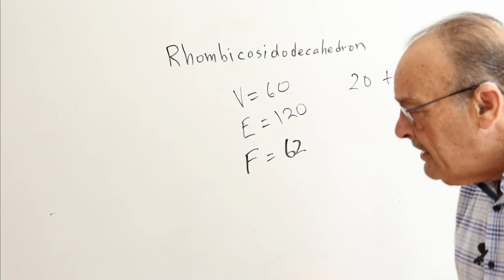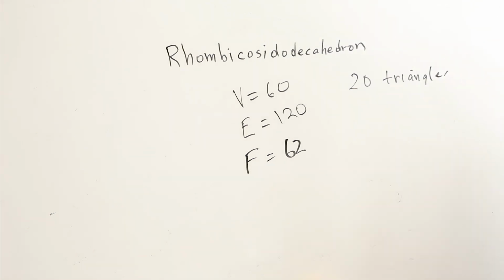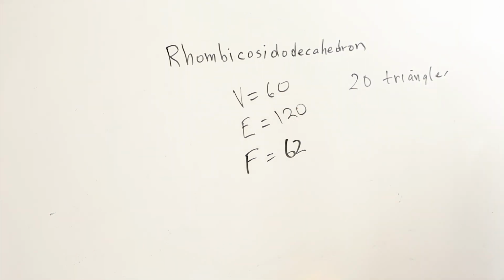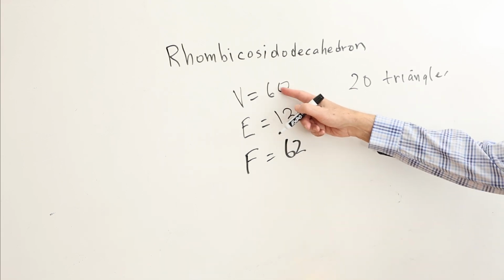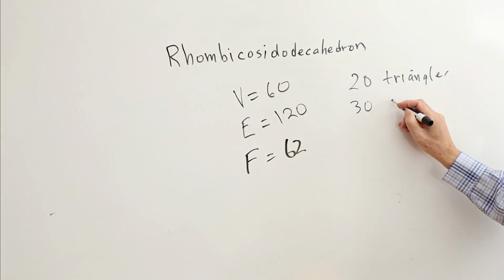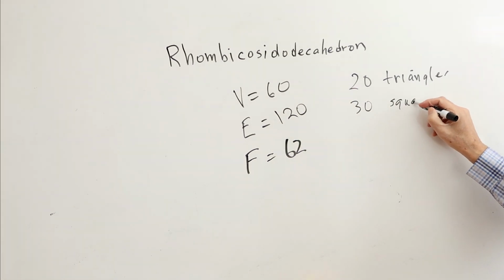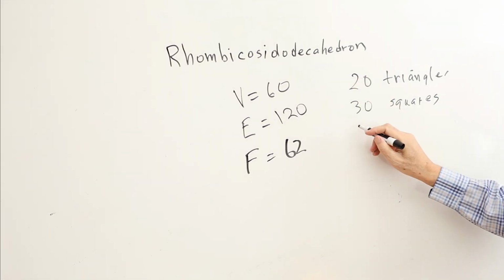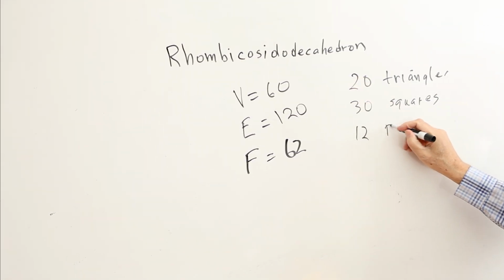But if you look again, you see 2 squares at each vertex. Now, if there was only 1 square at each vertex, you would divide 60 by 4 and get 15 because a square touches 4 different vertices. But since there's 2 squares at each vertex, we have to take that 15 that you get from 60 divided by 4 and double it. So it's going to be 30 squares. And then by process of elimination, there's going to be 12 pentagons.